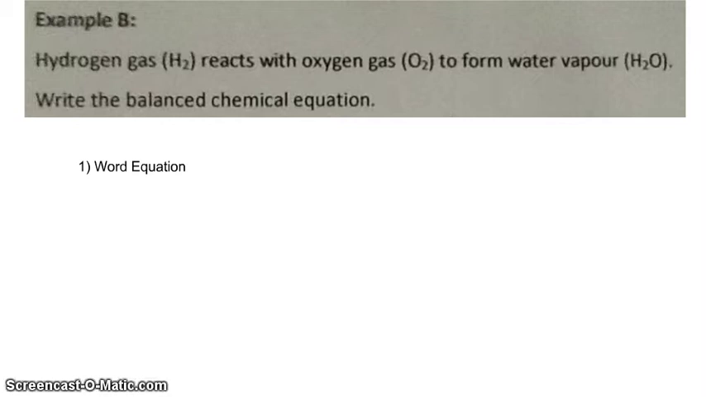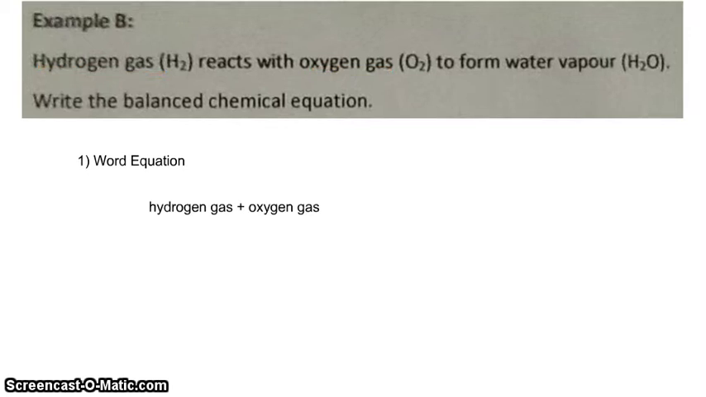To write the word equation, we need to see what the reactants are. Here it says hydrogen gas reacts with oxygen gas. So we write hydrogen gas plus oxygen gas. What is formed? It says here to form water vapor. So water vapor is formed. Thus we write an arrow and write water vapor beside it.